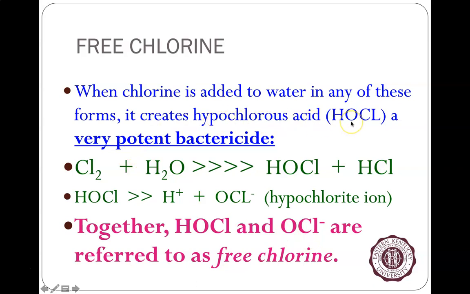Hypochlorous acid, the acid, is the most potent disinfectant. However, the hypochlorite ion can also disinfect. So when we add chlorine to water, Cl plus H2O, we form this, which is hypochlorous acid, and we form the hypochlorite ions. Chlorine added to water is free chlorine when it forms hypochlorous acid and hypochlorite ions.